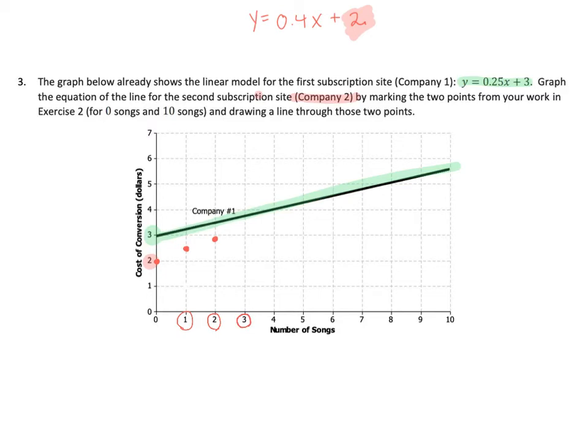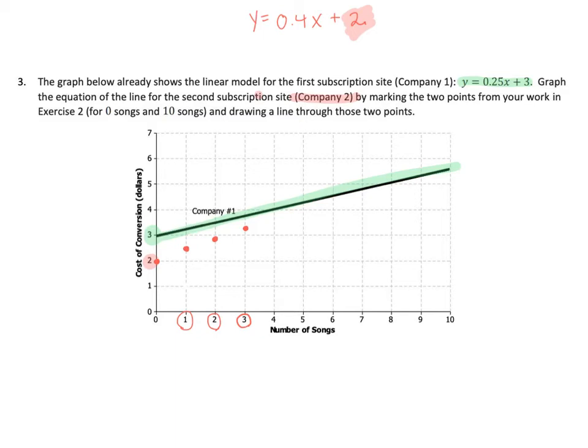For 3 songs, we're going to be multiplying 40 cents times 3. 40 cents times 3, that's $1.20 plus 2 extra dollars. That is $3.20. So we're going to go a little bit over our $3. Okay? We're going to do this all the way up.